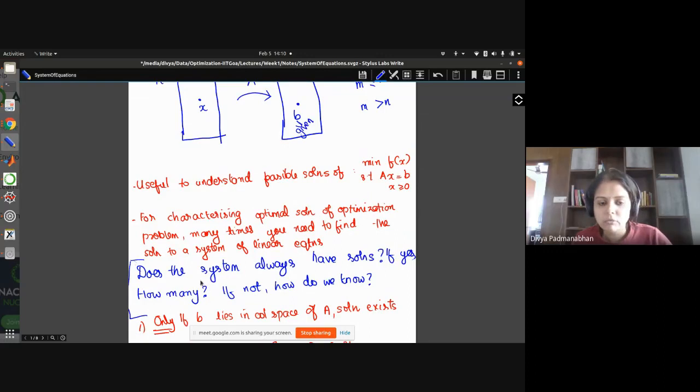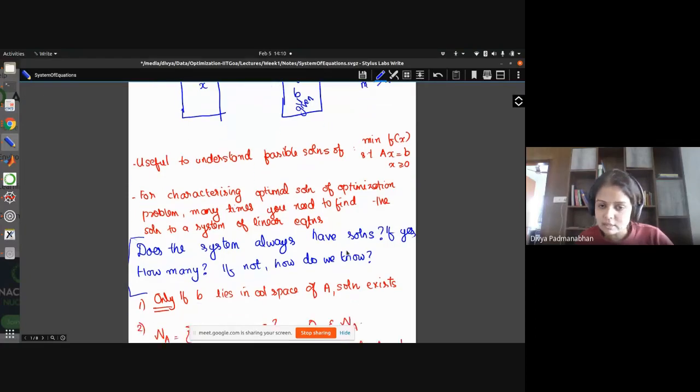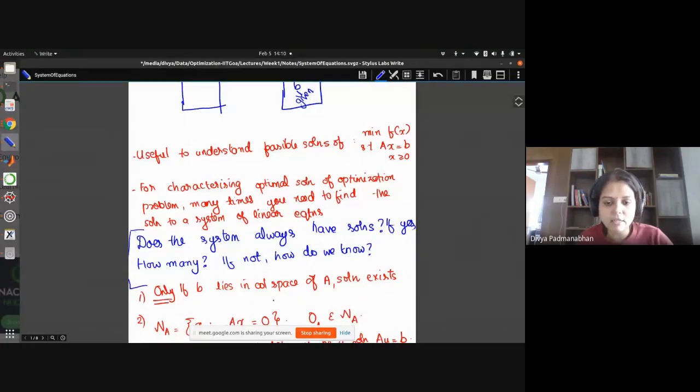So now let's answer the first one. Does the system always have solutions? To answer this, you need to find the column space of A. If this b lies in the column space of A, the solution exists. Remember, yesterday we were saying that when you multiply a matrix A with a vector x, you can write it as x1 times the first column plus x2 times the second column and so on, plus xn times the nth column of A. That is one way you multiply these vectors. So now you have b.